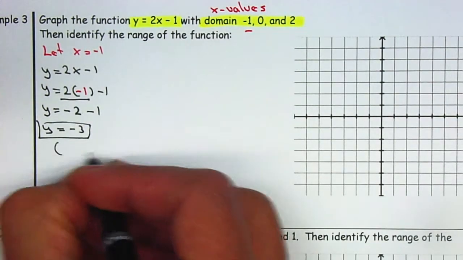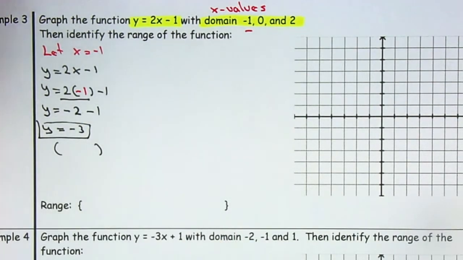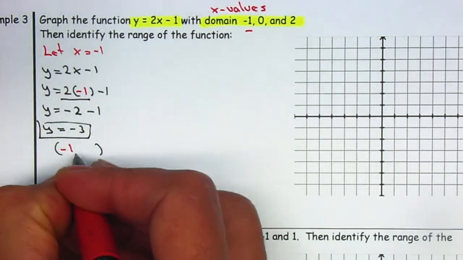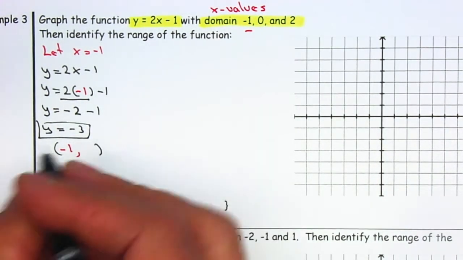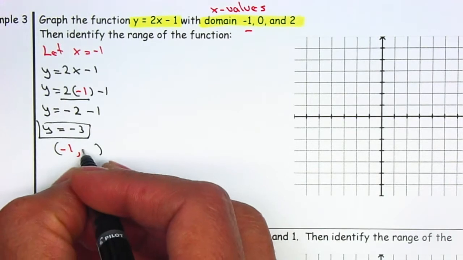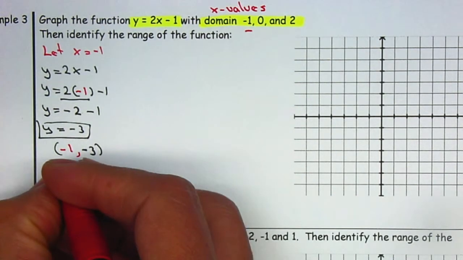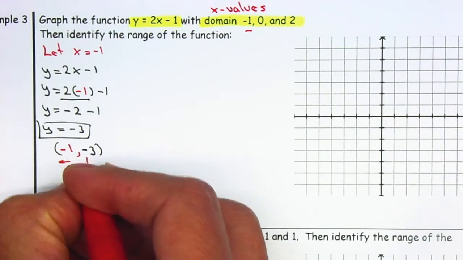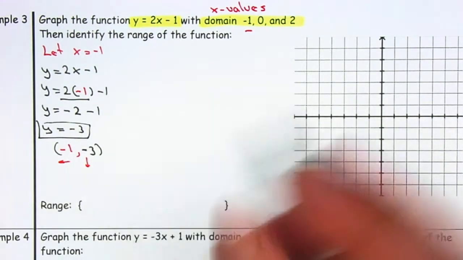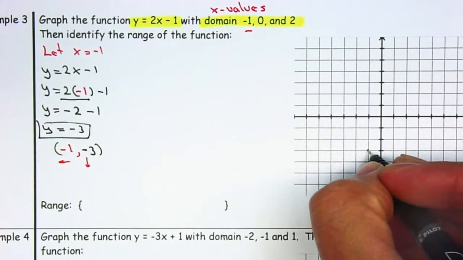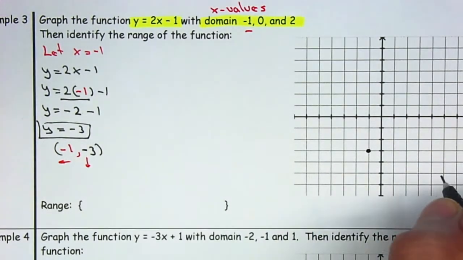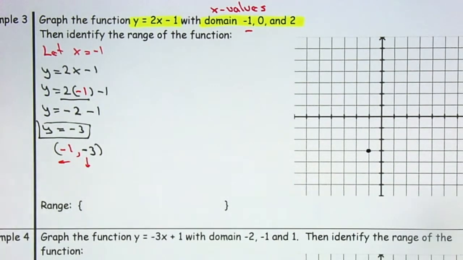That gives me a point. So if I plug in a -1 for the x value, the y value will give me -3. So now that I have the point -1, -3, remember this is a -1, so I'm going to go to the left 1. This is a -3, I'm going to go down 3. So left 1 and down 3. That's my first point.